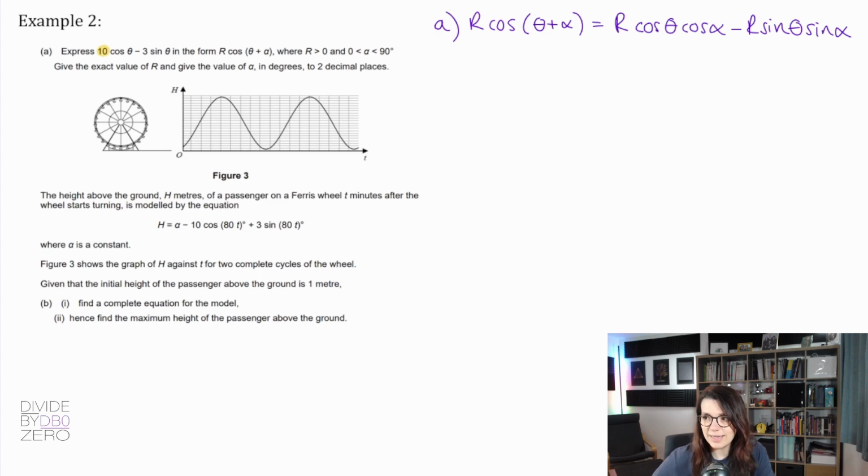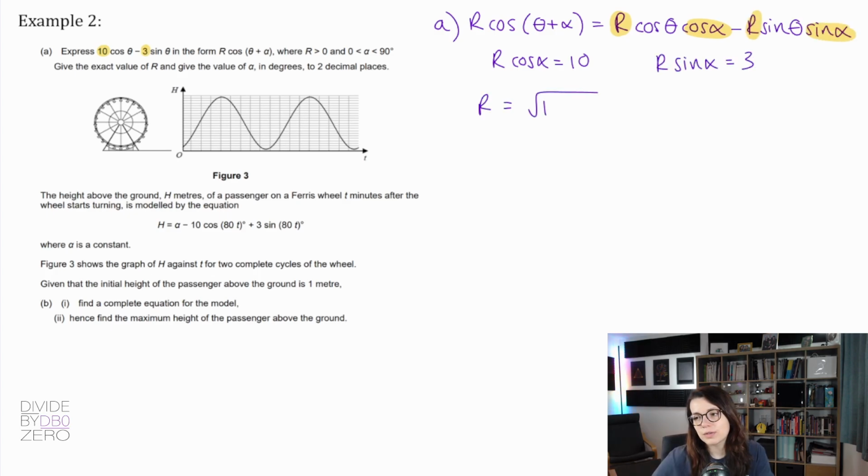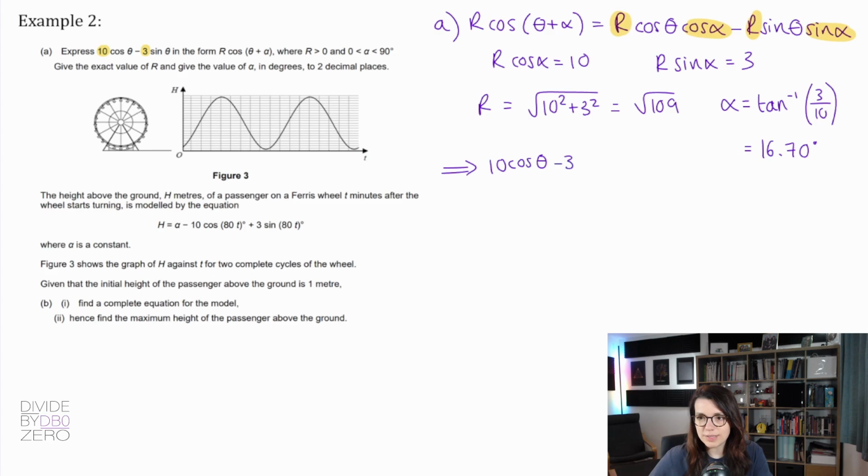So they've got a 10 here. We've got R cos alpha, which means R cos alpha is 10. They've got a 3. We've got R sine alpha. So R sine alpha is 3. To find R, we do square root of 10 squared plus 3 squared, root 109. And alpha is inverse tan 3 over 10, which in this case is 16.70 to 2 dp. Therefore, 10 cos theta minus 3 sine theta is equivalent to root 109 cos theta plus 16.7. And that's our answer to part A.